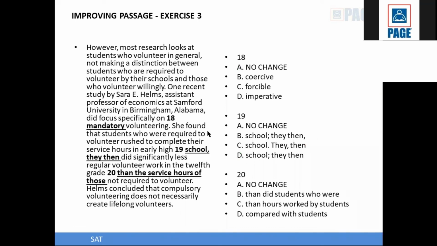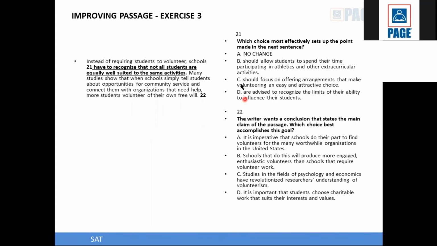Okay, time is up. Just quickly, we look at two more questions. Which choice most effectively sets up the point made in the next sentence? Instead of requiring students to volunteer, schools have to recognize that not all students are equally well suited to the same activities. Should we change or not change? Should allow students to spend their time participating in athletics and other extracurricular activities? Should focus on offering arrangements that make volunteering easy. They're talking about volunteering. So we just have to see, should we go with the same sentence or C?